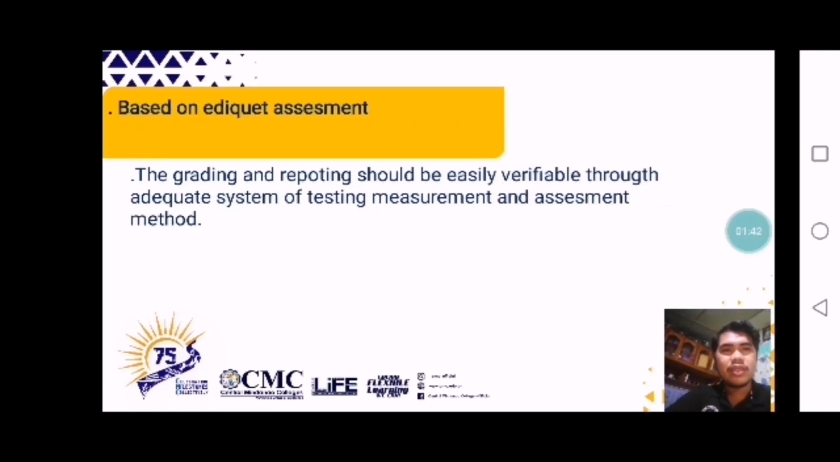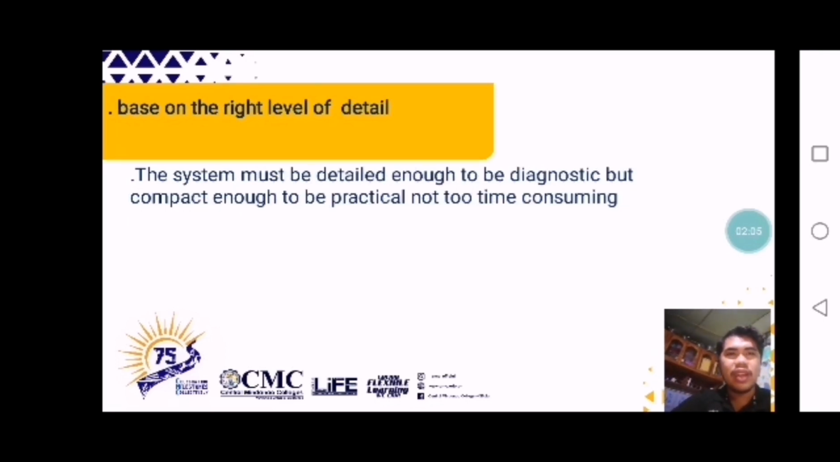Next is based on adequate assessment. The grading and reporting should be easily verifiable through an adequate system of testing, measurement, and assessment methods. Next is based on the right levels of data. The system must be detailed enough to be diagnostic but compact enough to be practical, so as not to be time consuming.